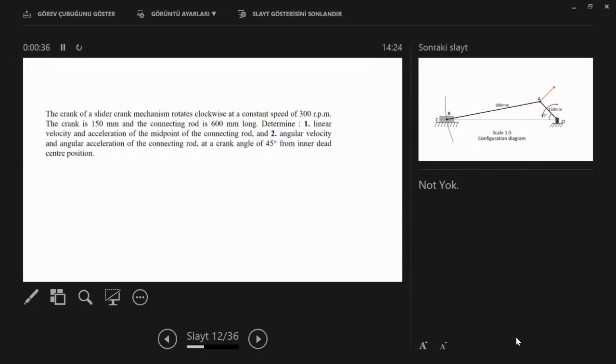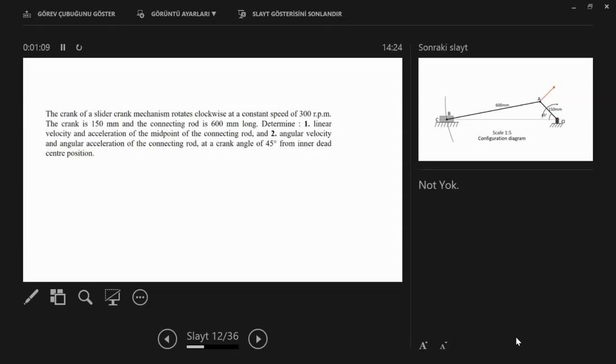The crank of a slider crank mechanism rotates clockwise at a constant speed of 300 RPM. The crank must be given because you have to start from a point which is known, and this is the motion of the crank. The crank is 150 millimeters in length, with dimensions given, and the connecting rod is 600 millimeters. This is the coupler.